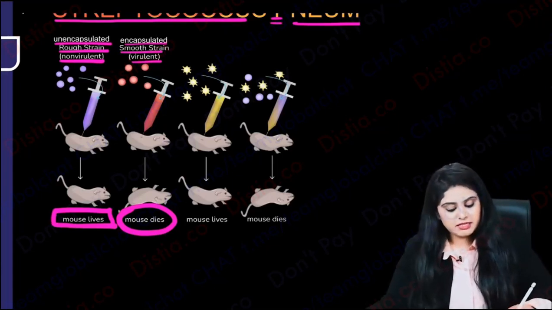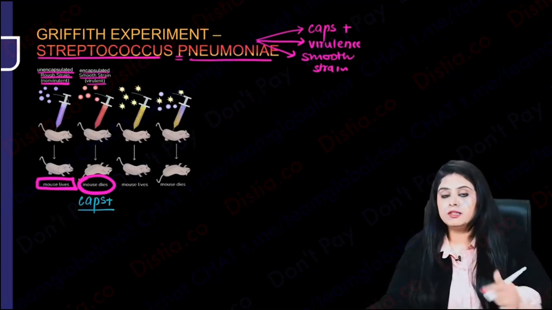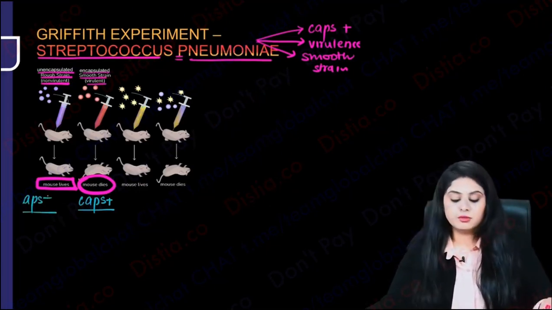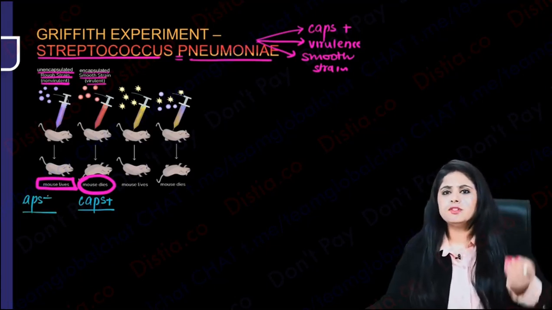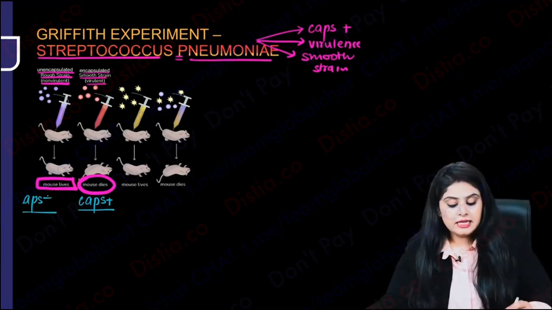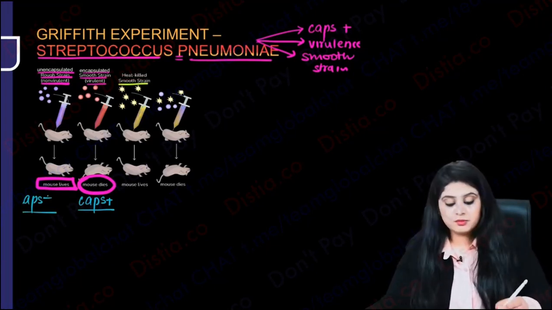So we have ultimately realized that if the capsule is there, the bacteria will be able to kill the mouse. If the capsule is not there, the bacteria will not be able to kill the mouse. This was understood. Capsule is there, virulence is there, mouse will die. Capsule is not there, virulence is not there, mouse will not die. Now what I do next is I am taking the same smooth strain.